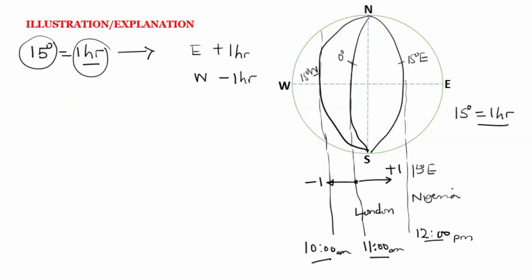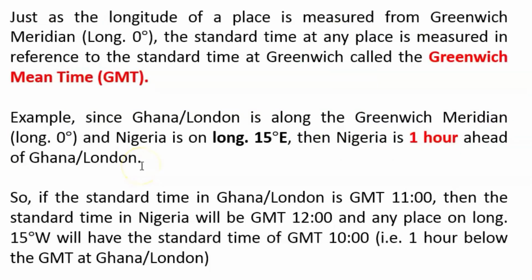I also want to point out that just as the longitude of a place is measured from the Greenwich meridian, which is longitude 0 degrees, the standard time at any place is measured in reference to the standard time at Greenwich, called Greenwich Mean Time, GMT. For example, since Ghana and London are along the Greenwich meridian, and Nigeria is on 15 degrees longitude east, Nigeria is 1 hour ahead of Ghana or London.